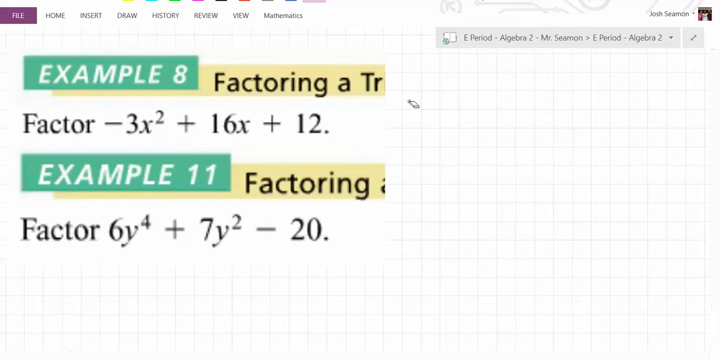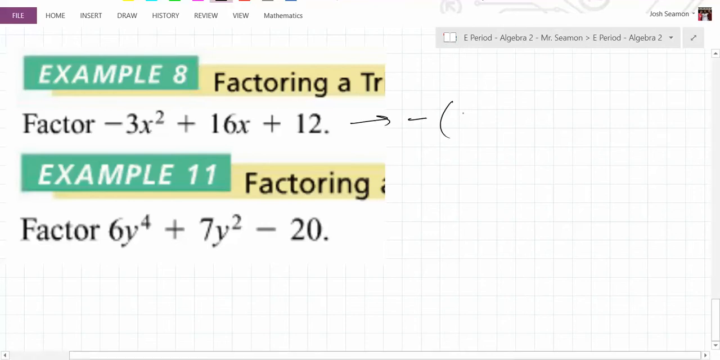Okay, but what? Group this, right? Could we group it or something? But what do we not like? We don't like the what? You said the negative, right? Can we factor out the negative? Yeah. Let's just get the negative out of there and end up with negative times what?